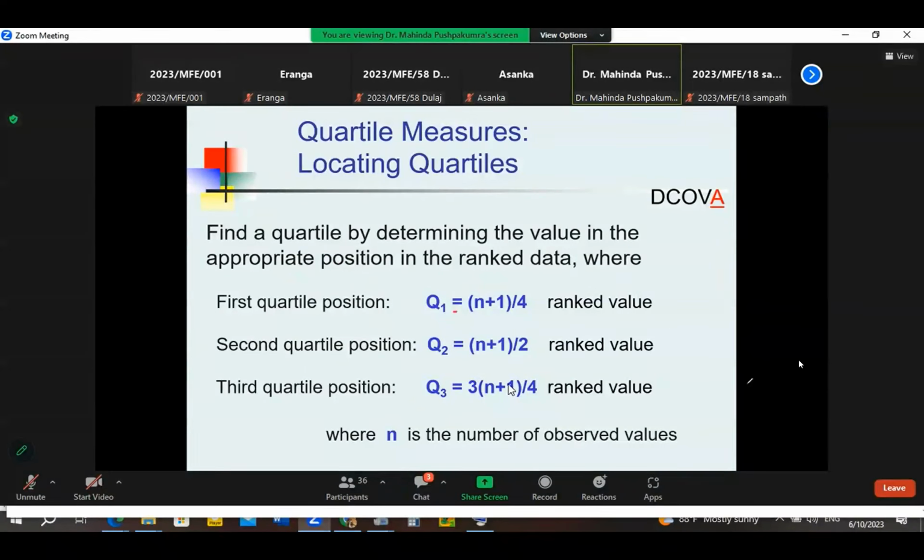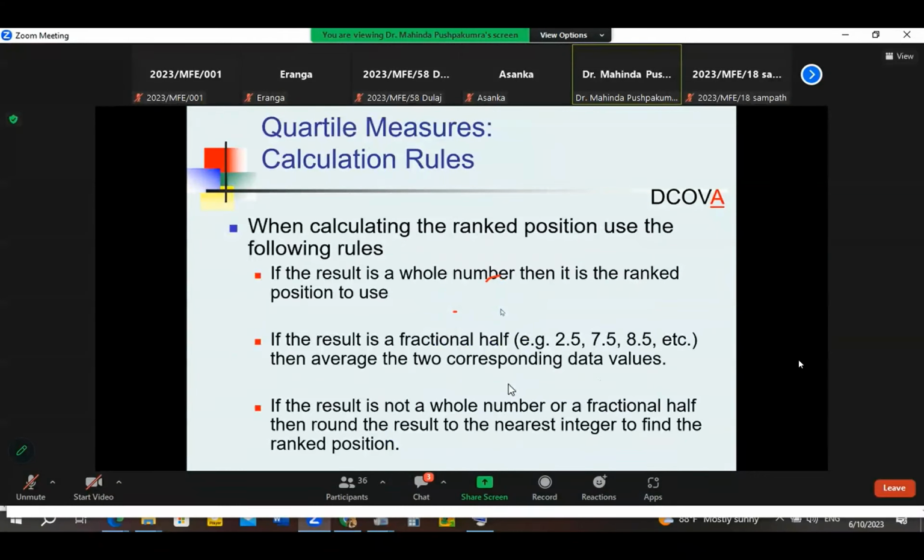Then this is the way to identify the first quartile. n is the number of observations, (n plus 1) divided by 4 is the first quartile position. The second quartile is the median value, (n plus 1) over 2. Third quartile, (n plus 1) over 4 times 3. Now this is the way we calculate it.